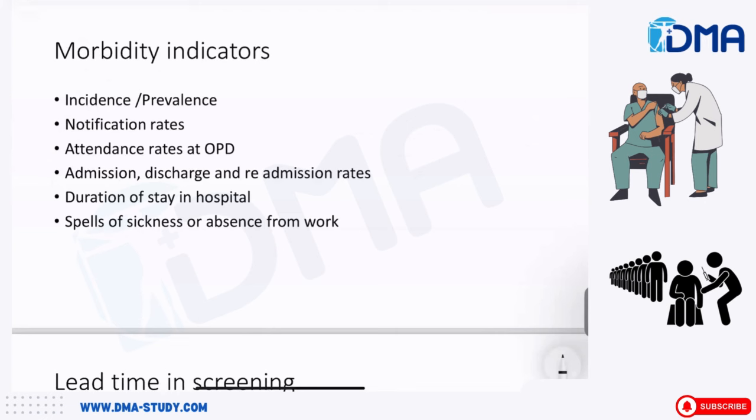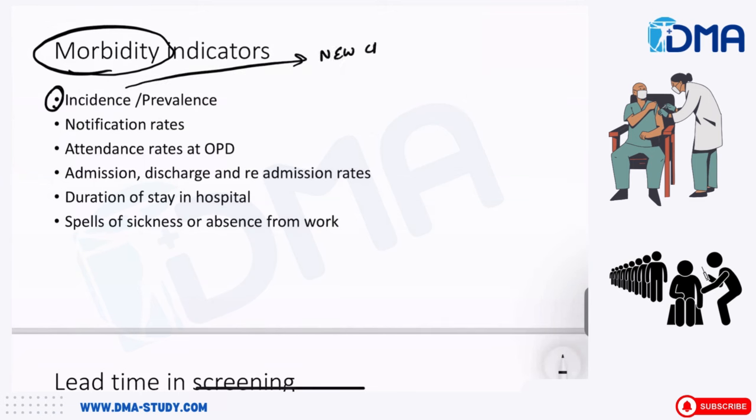See, initially we have seen about the mortality indicators. And you have one more known as morbidity indicators. Morbidity. So you have to know all these points because you may get an all exception question saying that the following are the morbidity indicators except. So the first thing is incidence. What did I say about incidence? Incidence is the number of new cases during a specified time in a specified population.